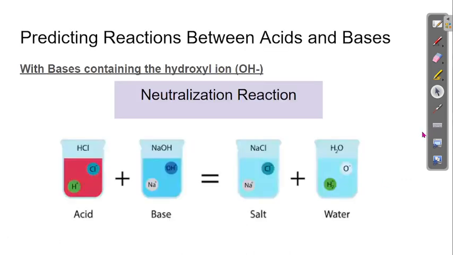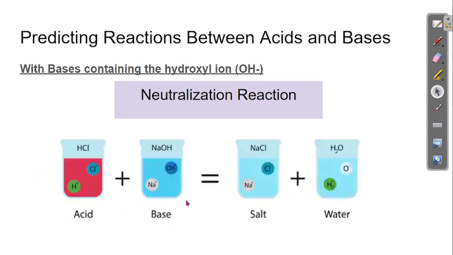Now, predicting reactions between acids and bases. You already know that acids give away protons, bases take them, so this is a match made in heaven. One likes to give them away, one likes to take them. When you have a base, so you have a compound that will take those protons that contains the hydroxyl ion, okay? You're going to have a reaction that's called a neutralizing reaction. And the products are going to be like this.